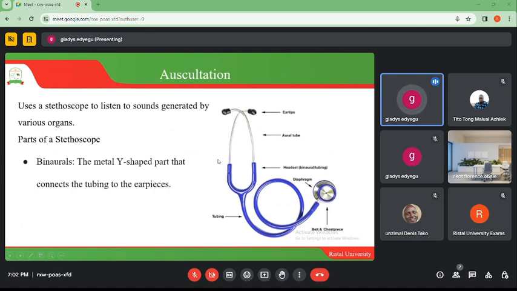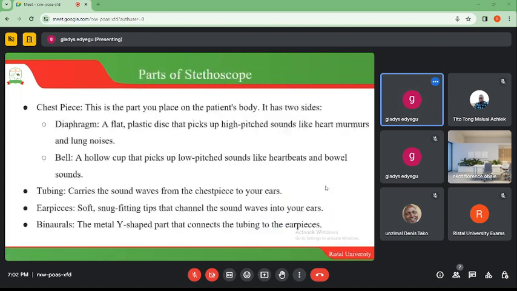So when you're using them, you should know which part you put in your ear, which part delivers the sound, where you put the stethoscope to listen. Is it the diaphragm? Is it the bell side? So you should be knowing. So the parts of the stethoscope, they have explained them in this slide.